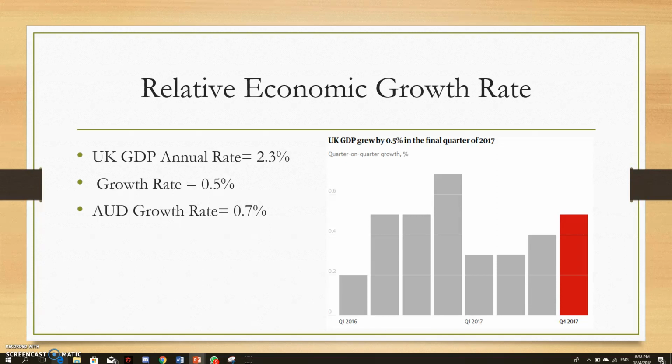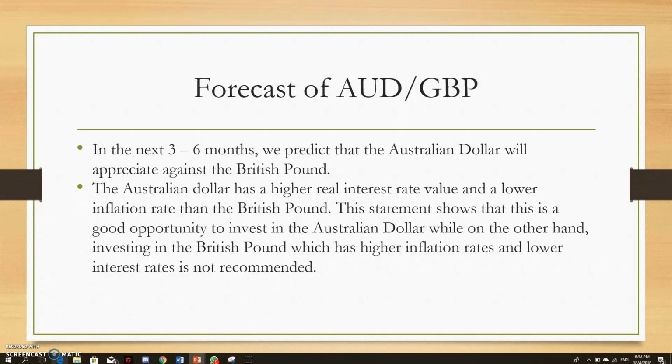Particularly in consumer-facing sectors, the UK has suffered over the past year as rising inflation, prompted by the slide in the value of the pound after the EU referendum, outstrips weak wage growth, denting the spending power of consumers. In the next 3 to 6 months, we predict that the Australian dollars will appreciate against the British pound. This is because the Australian dollars has a higher interest rate and a lower inflation rate. Therefore, it's recommended to invest in the Australian dollars.